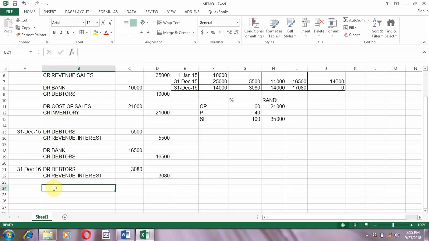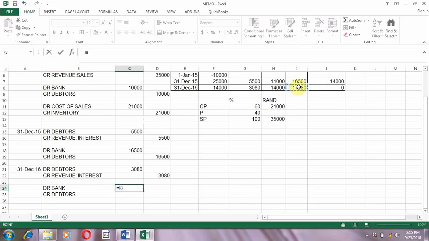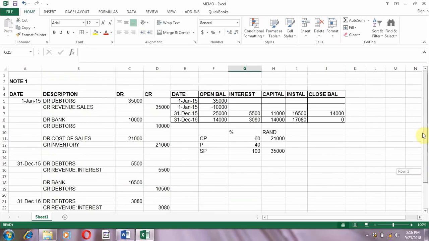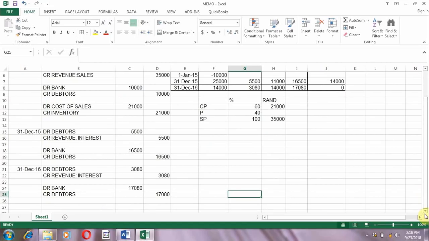I received my last payment, so again I debit the bank account and I credit the debtor. The installment that was displayed there was 17,080, so I'm going to use that. And there are all the possible journal entries that I can account for when I answer note number 1.